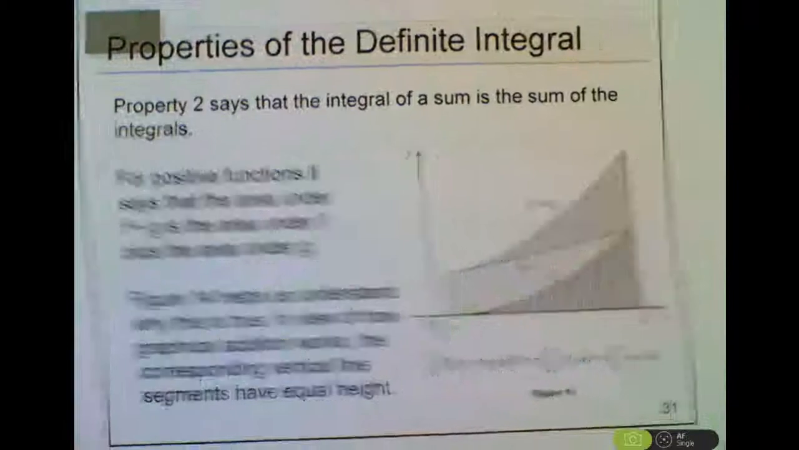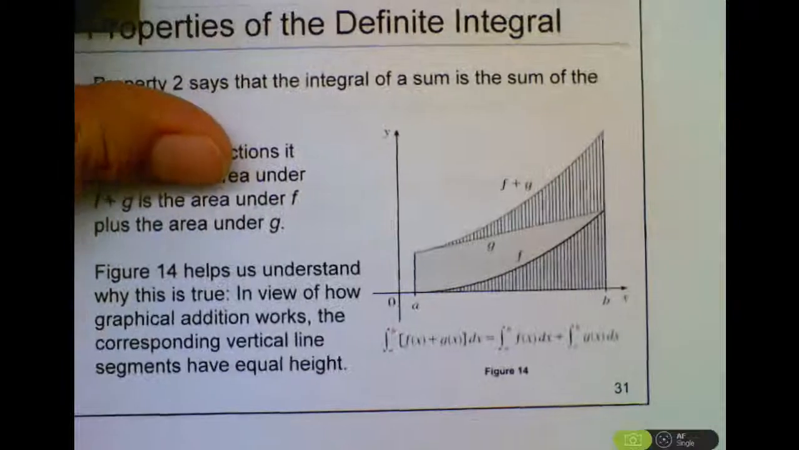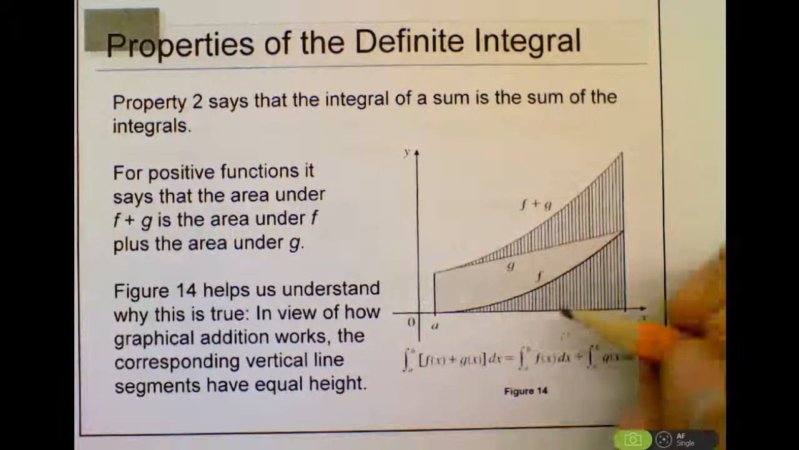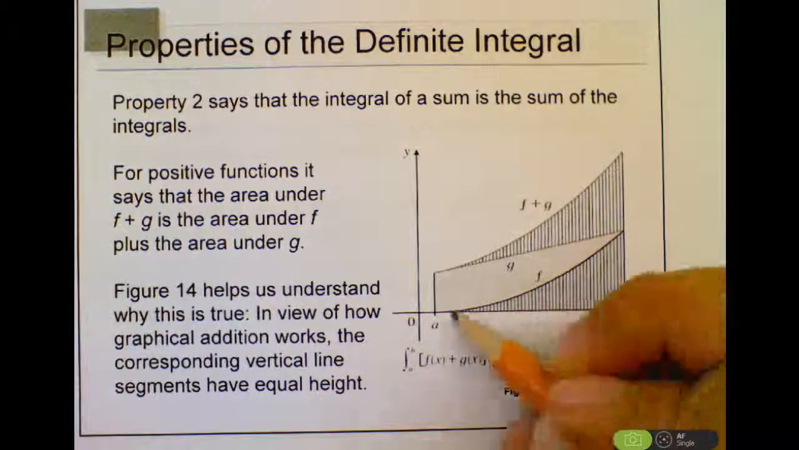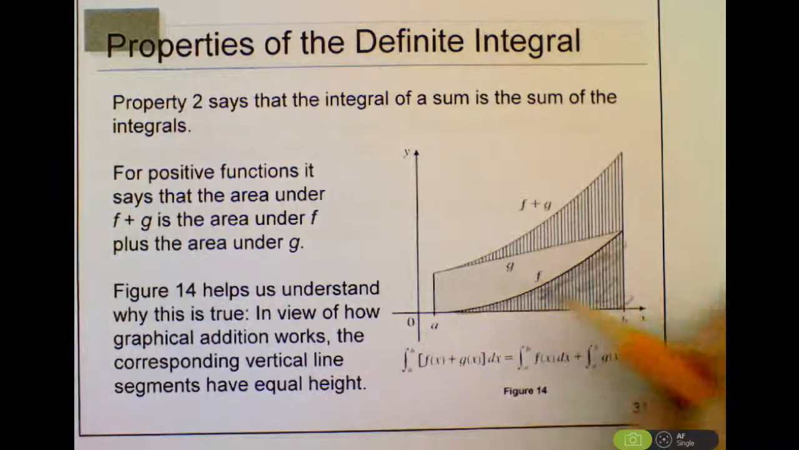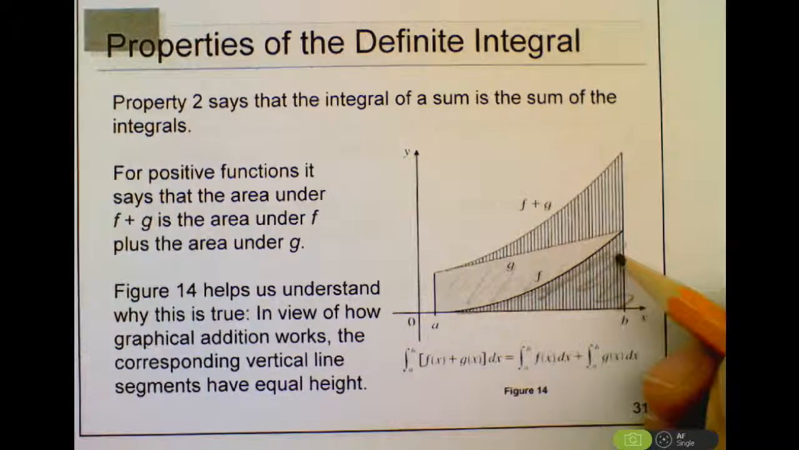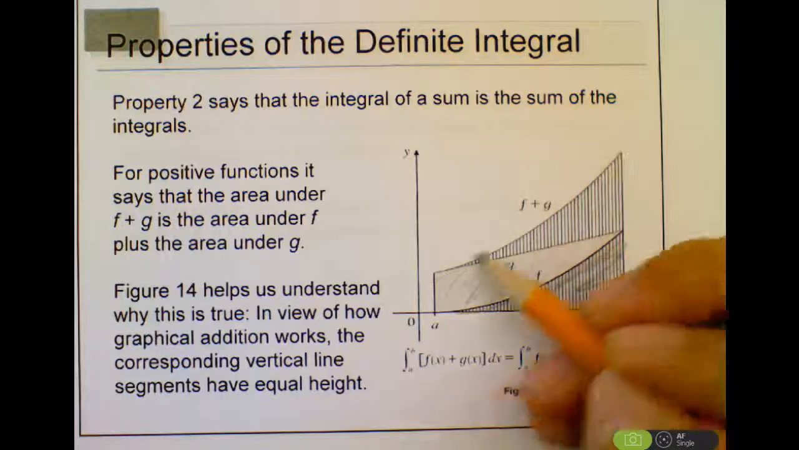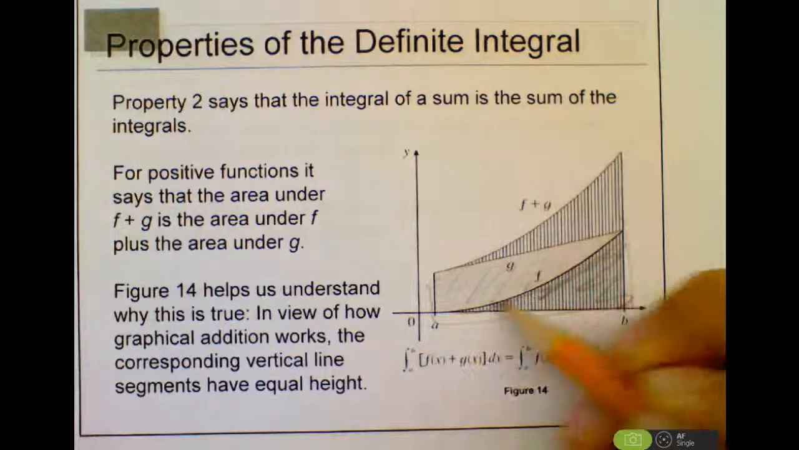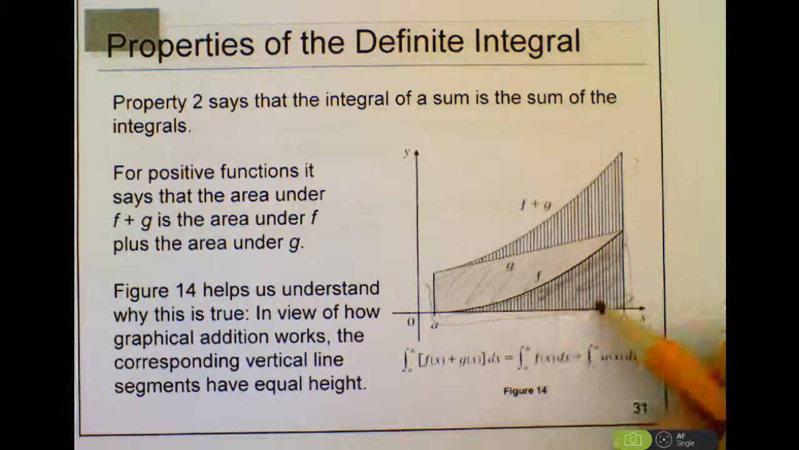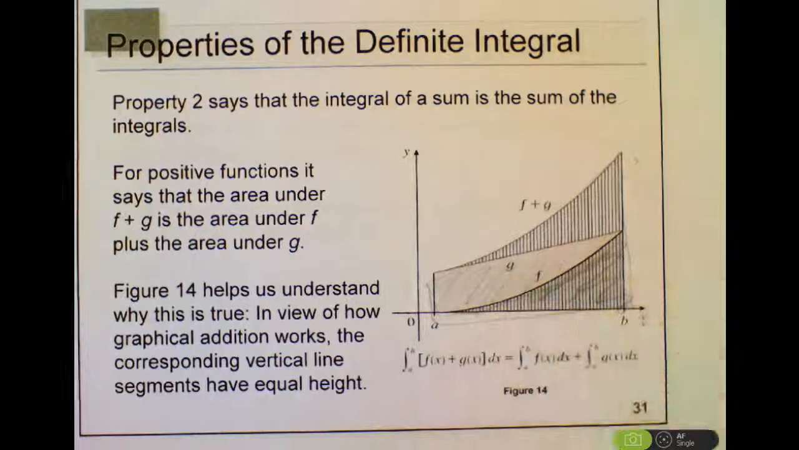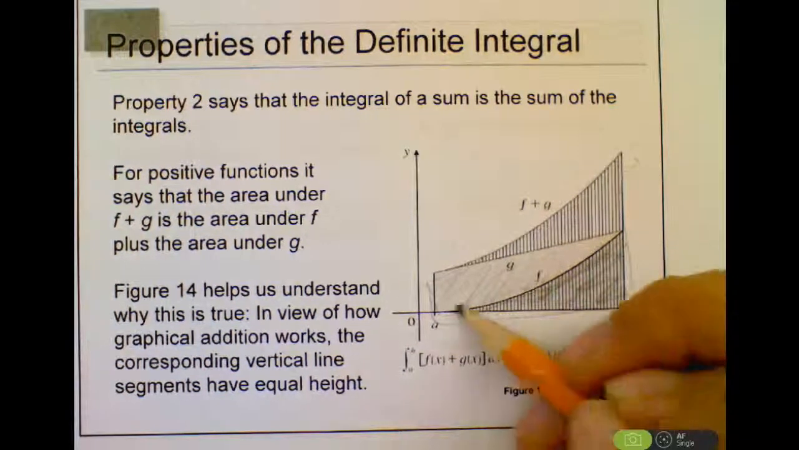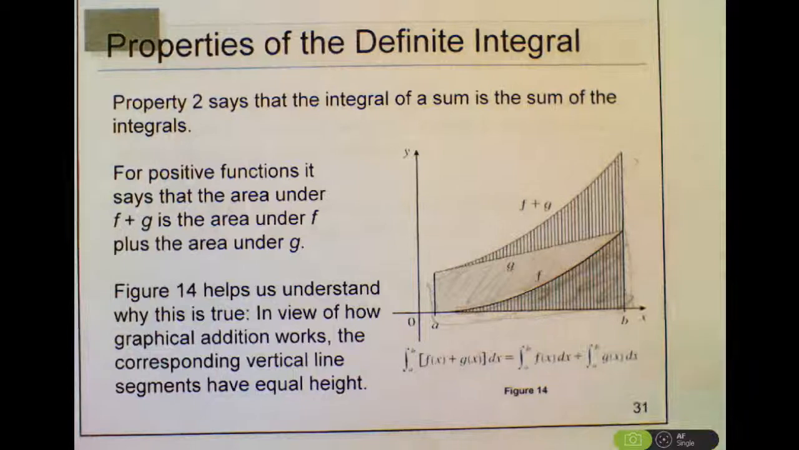Now the next property, this is not as simple to see, but it's true. If I'm adding the area under f plus the area under g, I'm going to have a function that looks like f plus g. So the area under f plus g is simply the area under f plus the area under g. In here they do overlap, but if I cut out this piece and I put it on top, that's what I get.